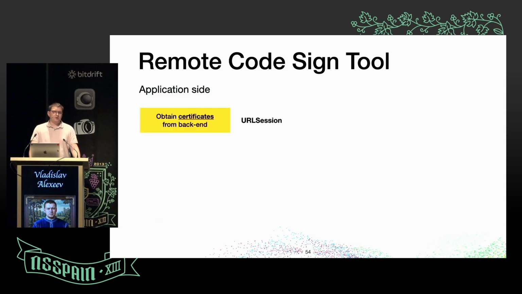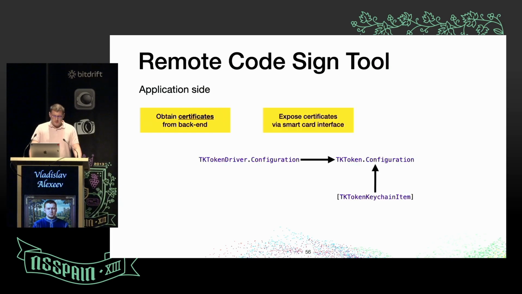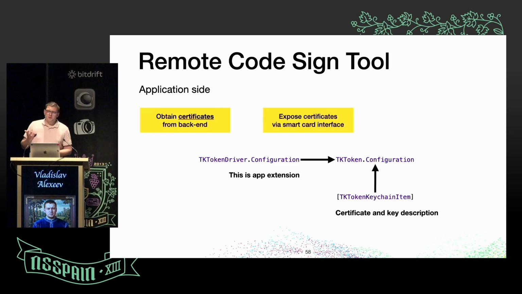Obviously, it will fetch certificates from the backend and then expose them through the smart card interface. And the smart card interface is rather simple. There are only 3 entities you have to know about. First is the token driver configuration. You can think of it as an extension of the app itself. So it represents the extension from that application. Then you create models that you feed into that extension, right? You create promises, 1 promise for the certificate, 1 promise for the key. And then you store these promises inside the extension's persistent storage.